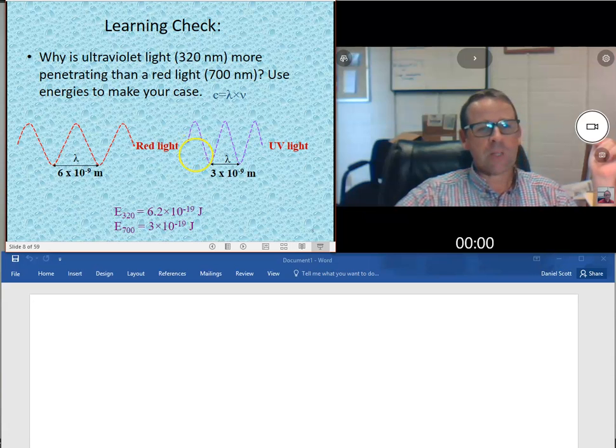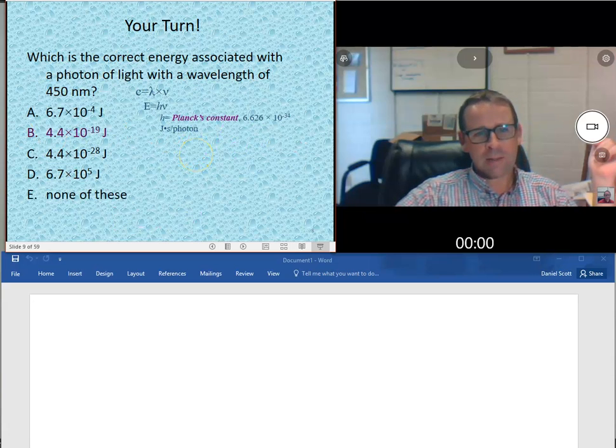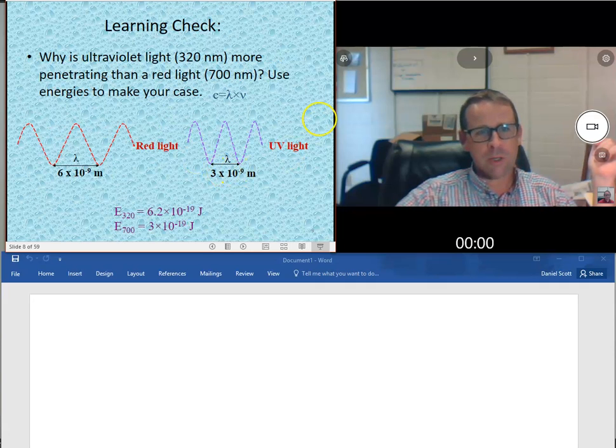Okay? So, wavelength corresponds to energy inversely, meaning the shorter the wavelength, like this UV light here, 320 nanometer light, the shorter the wavelength, the higher the energy. Because the speed of any photons of electromagnetic energy is the same, how frequently it goes up and down is going to be the determining factor in the energy of the wavelength. Okay?